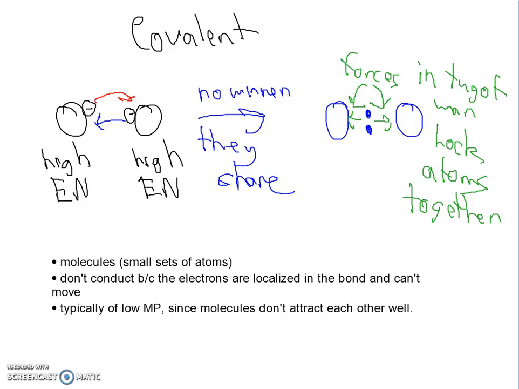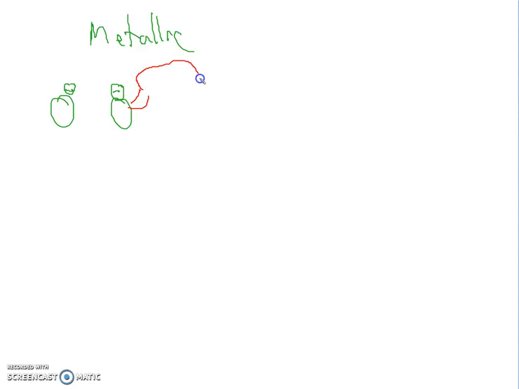So let's do metallic really quick. Okay, so with metallic bonding, you've got metal atoms with these electrons, and they just go YOLO, right? And then these electrons, they just fly off. Whoa, because both of these have low electronegativities.